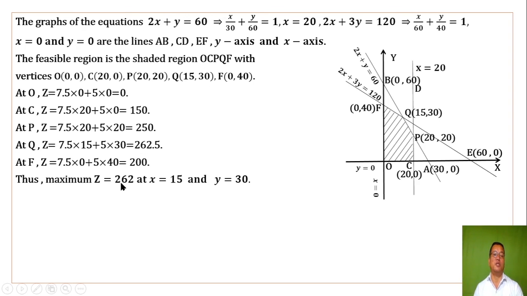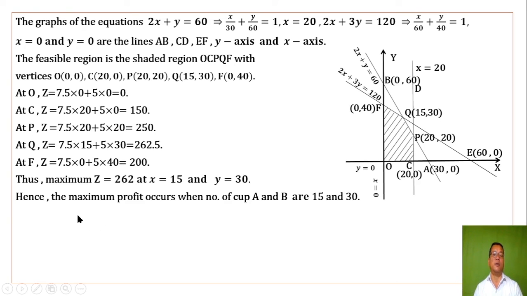Thus, maximum Z is 262.5 at x equal to 15 and y equal to 30. Hence, the maximum profit occurs when the number of cups A and B are 15 and 30.